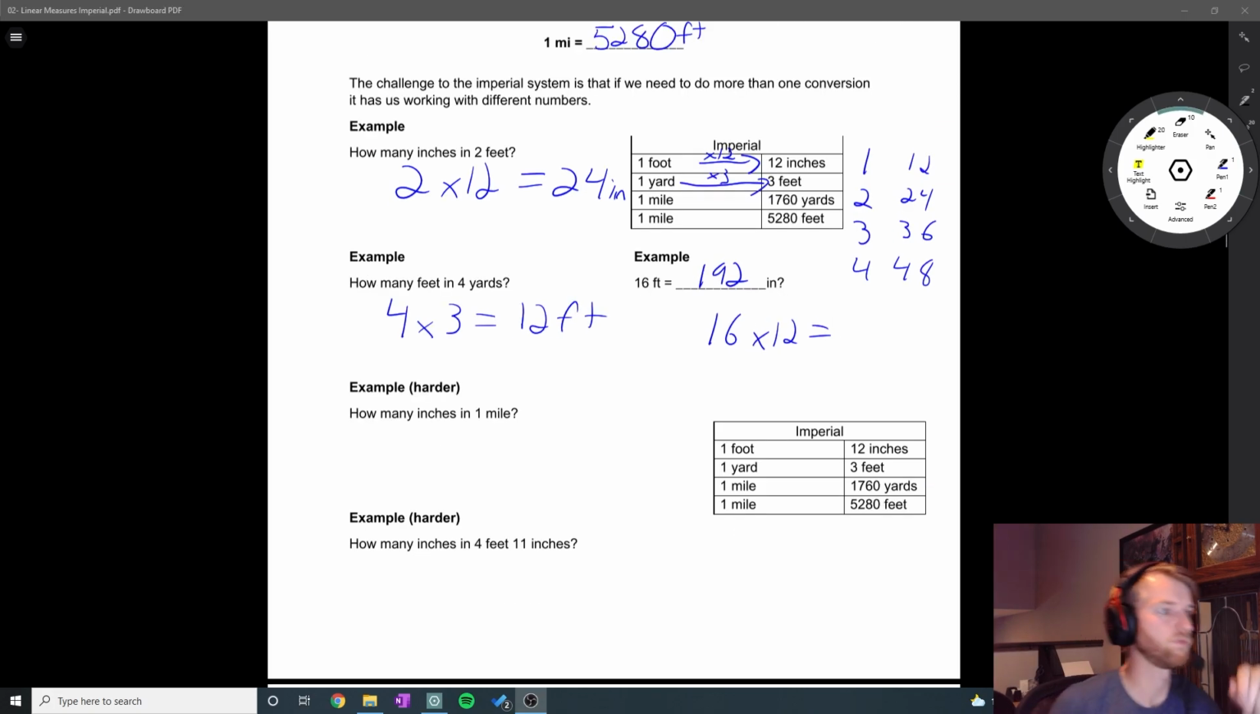All right, so that brings us to some harder questions. So if we want to go from miles to inches, okay, this is going to be a 2-step process because there's no conversion here that tells me how many inches are in 1 mile. Okay, I can't just multiply by one number. But what I can do is, I know how to go from feet to inches. So if I can get miles into feet, then I can take that number and turn that into inches.